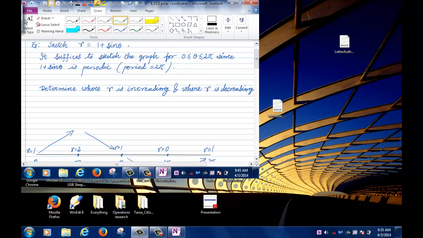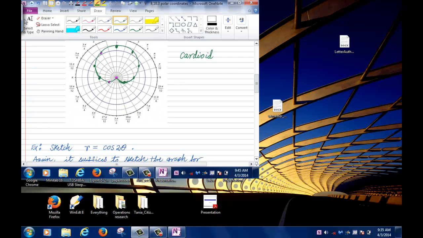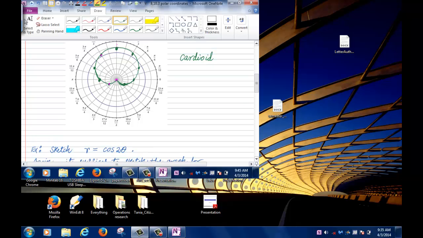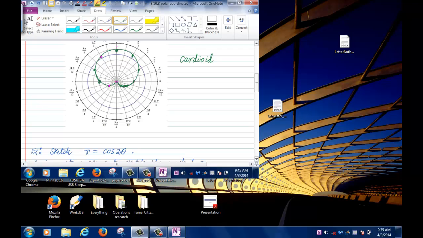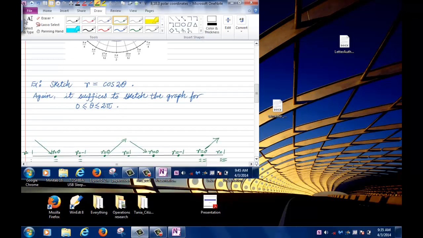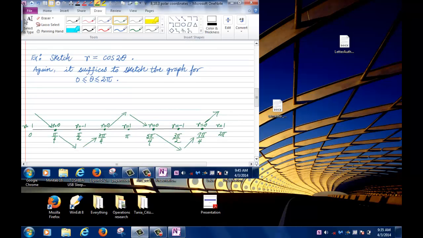If you take r is 1 plus cosine theta, what's going to happen? It'll be very similar, except that it's not going to be on the vertical axis like this. It will be on the horizontal axis. It will be a cardioid, yes. No, that's not the case. Remember, we looked at cosine 2 theta, so that's what I'm going to do next. r is cosine 2 theta, right? That's not a cardioid. That's going to be 4 loops, right?